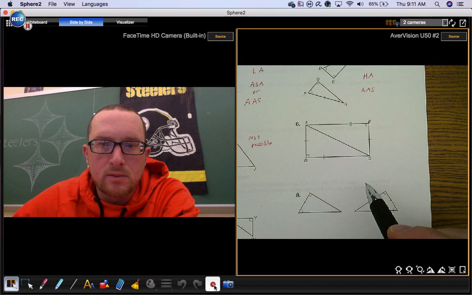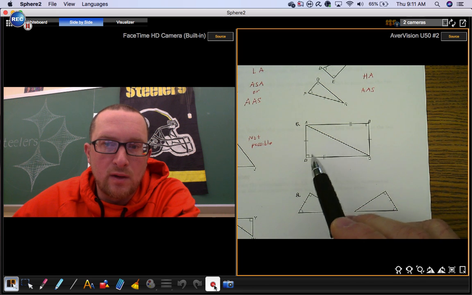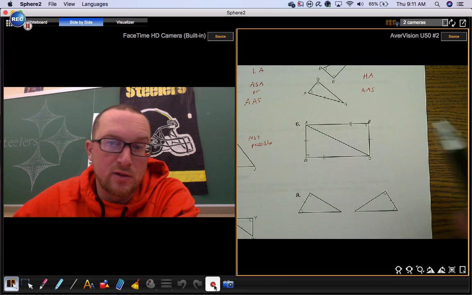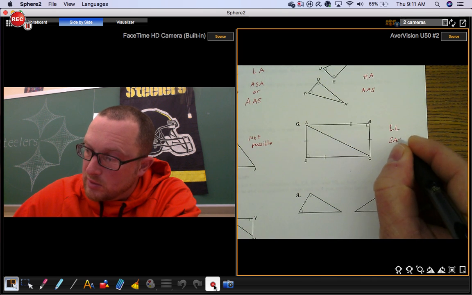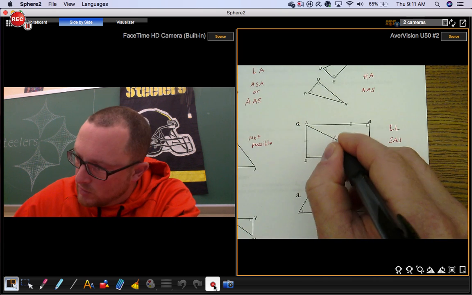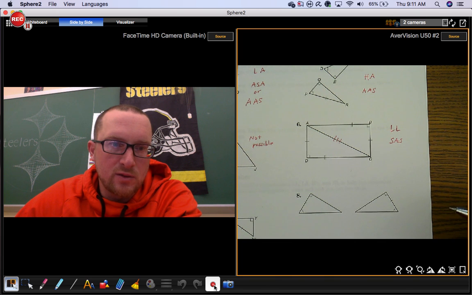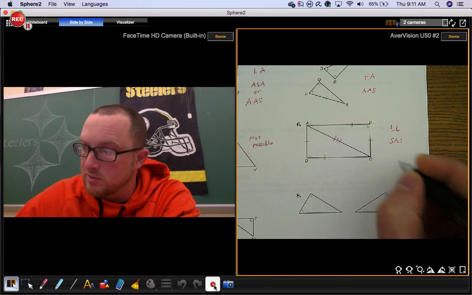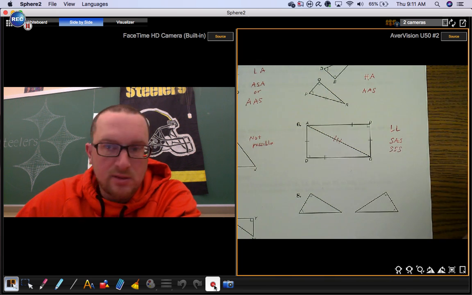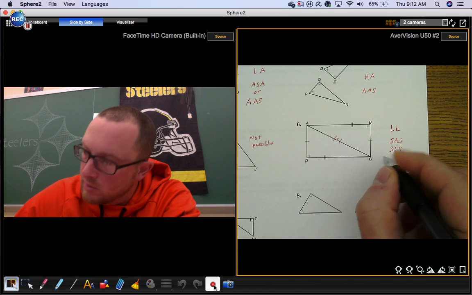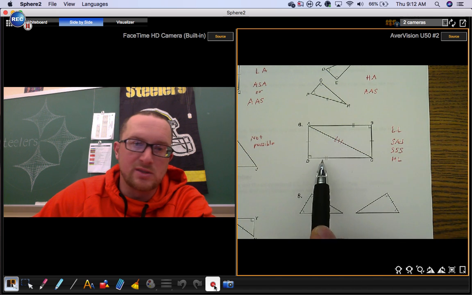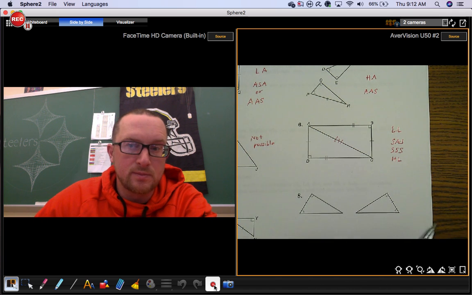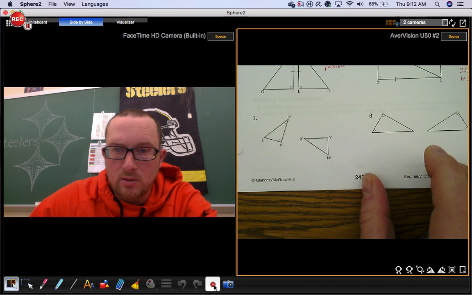Number 6, we have 2 right triangles, and we have 2 pairs of congruent legs. So that's your leg, and that could be side angle side as well. Now, if you wanted to, you could have marked all 3 pairs of sides congruent, which means you could have used HL, because you have congruent hypotenuses now and pairs of congruent legs. So a lot of options there.